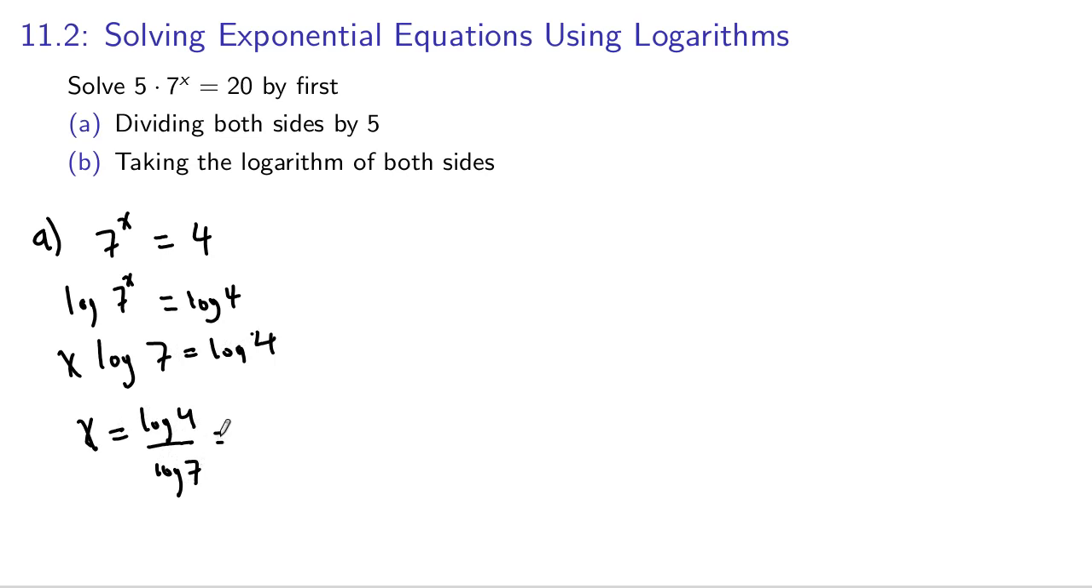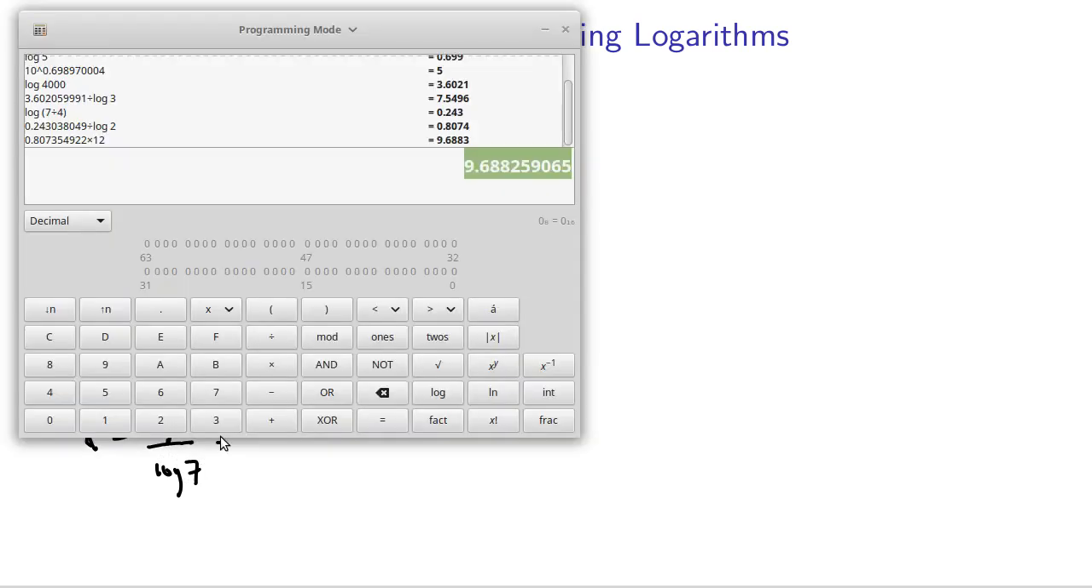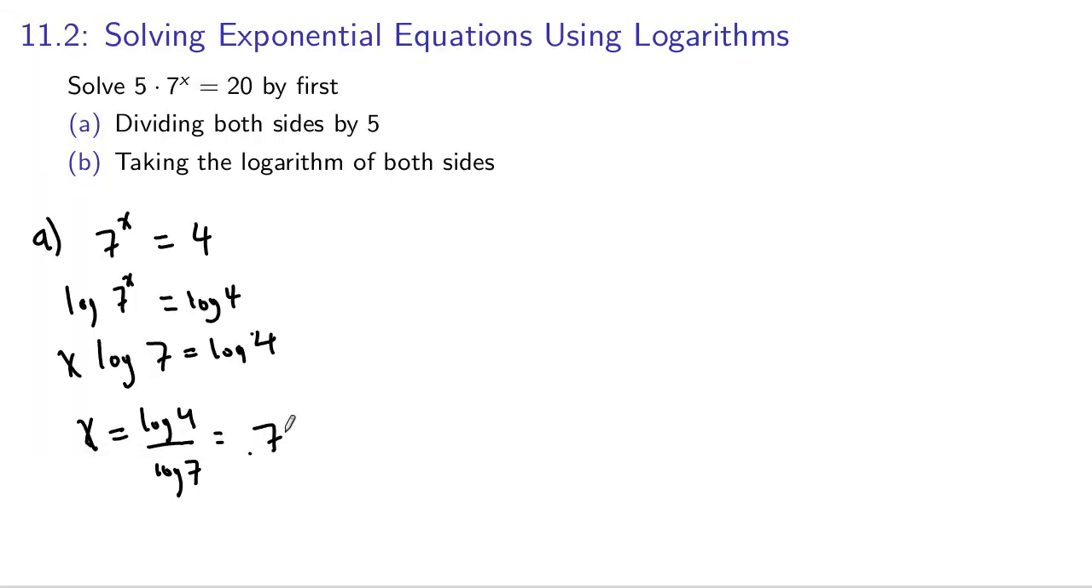which is approximately, let's grab our calculator, log 4 over log 7, 0.71241. B, solve by taking the logarithm of both sides first. So log of 5 times 7 to the x is log of 20.